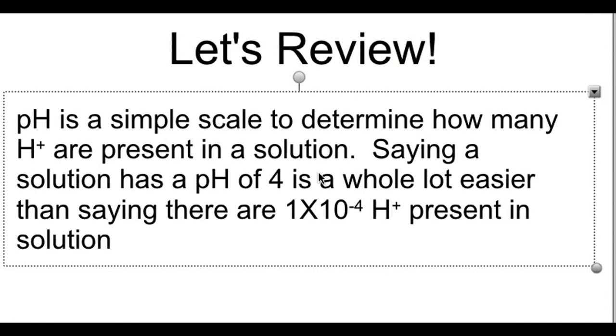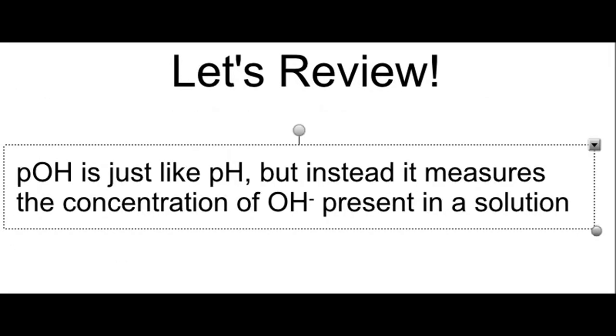Now that we've done all of our homework problems, let's quickly review what we just learned. pH is a simple scale to determine how many hydrogen ions are present in solution. Saying a solution has a pH of 4 is a whole lot easier than saying there are 1 times 10 to the negative 4th hydrogen ions present in a solution. Next, pOH is just like pH, but instead it measures the concentration of hydroxide anions present in a solution.